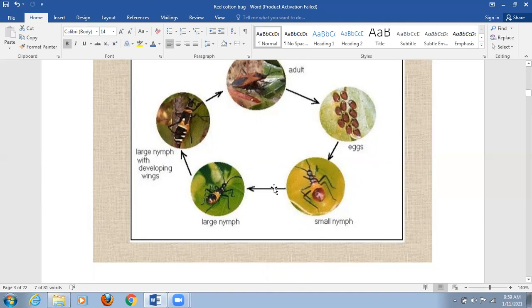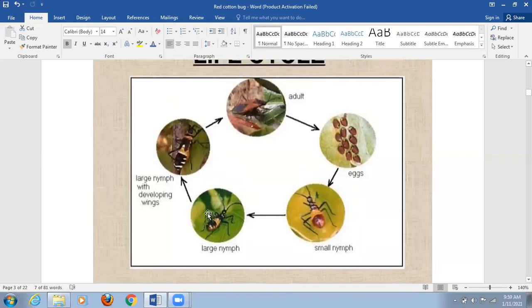The nymph looks exactly like the adult, but the difference is they are smaller in size and they don't have wings. Otherwise, all the structures are developed. Such kind of development is known as direct development. Here there is no larva, no pupa, and instar stages are absent. So the nymph is formed, looking exactly like the adult, but small in size and wingless.